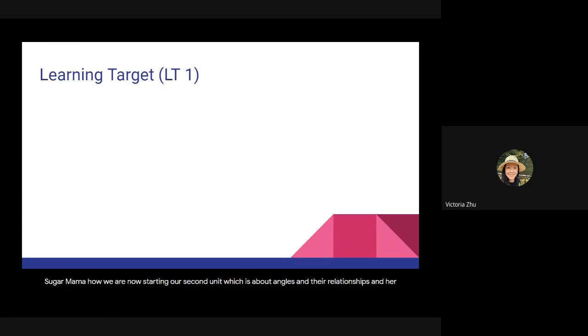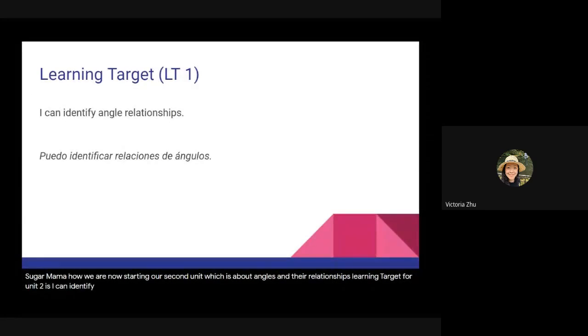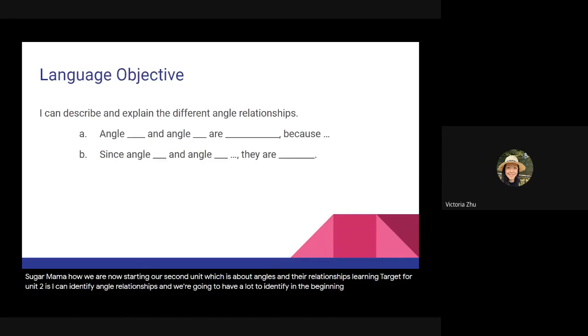Our first learning target for Unit 2 is I can identify angle relationships, and we're going to have a lot to identify in the beginning. Our language objectives are I can describe and explain the different angle relationships. Two sentence frames that we will be using are "Angle blank and angle blank are blank because," and the other one is "Since angle blank and angle blank blank, they are blank." It may be confusing right now what they are trying to have us say, but we will learn how to use them later in this lesson.